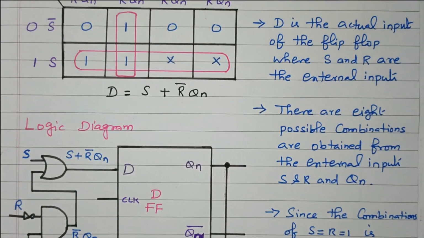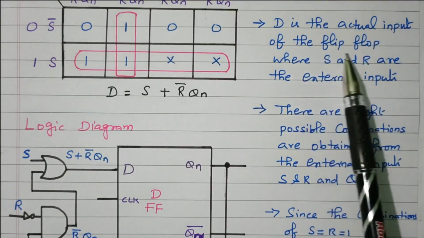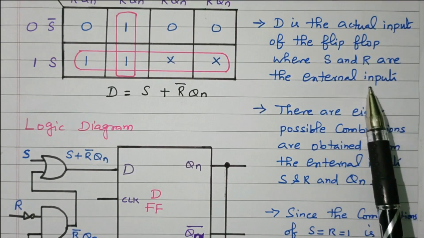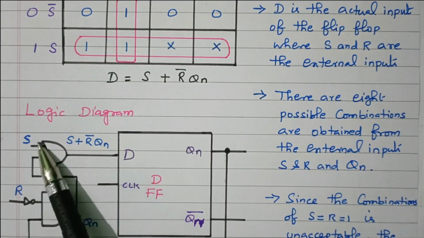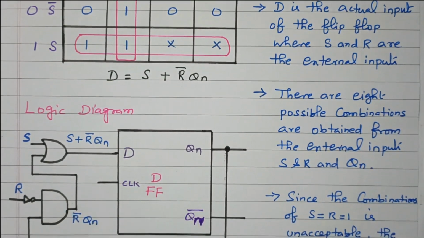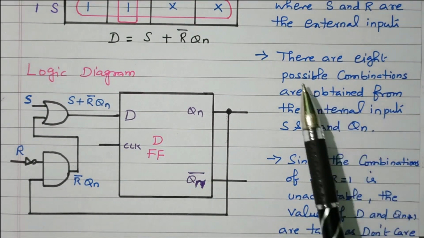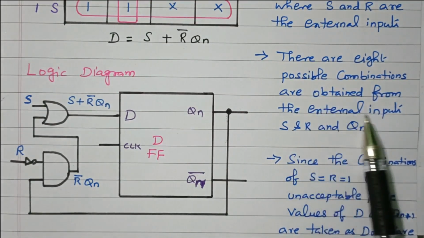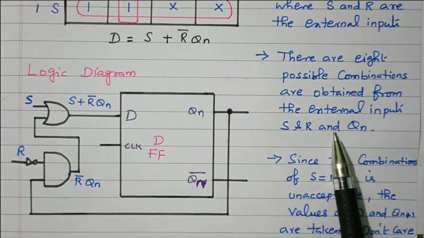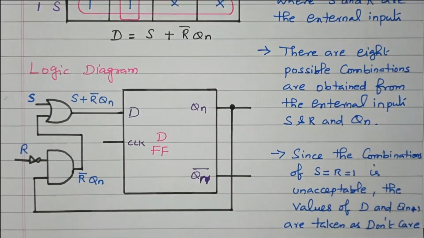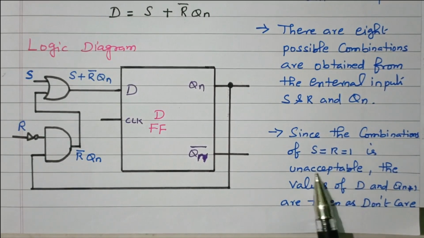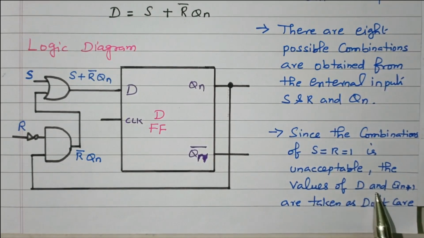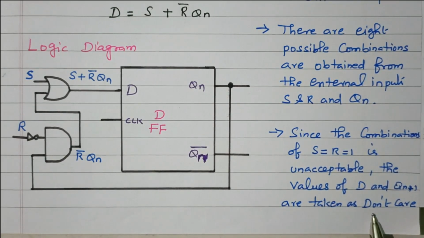We'll see the description. D is the actual input of the flip-flop where S and R are the external inputs. That is given. This is the D input. Normally D is the internal input. S and R are the external inputs. So that is given here. Then there are 8 possible combinations obtained from the external inputs S, R and Qn. We discussed the truth table that we have 8 combinations. Then since the combination S equal to R equal to 1 is unacceptable, invalid, that is treated as don't care condition. We took it as don't care condition, then we executed the truth table.